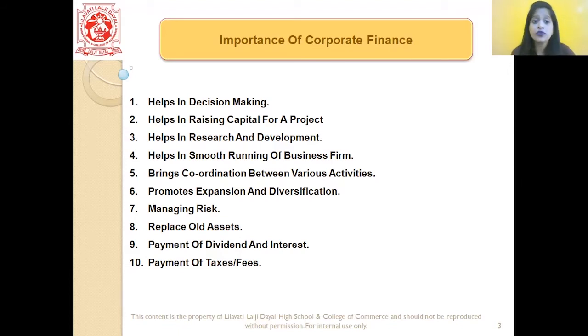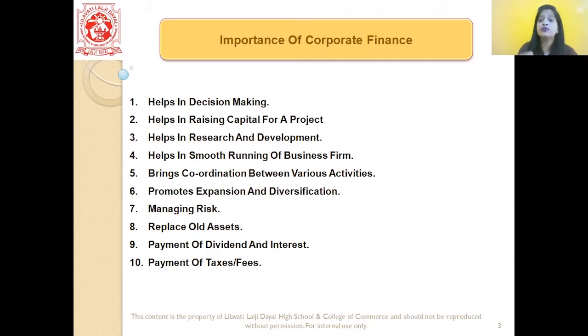Second, it helps in raising capital for a project. When a business firm wants to start a new venture, it will require finance. So how will they acquire this finance? By raising capital. So corporate finance is useful in raising capital for a project. It can be in the form of shares, debentures; any capital can be raised if you have corporate finance.